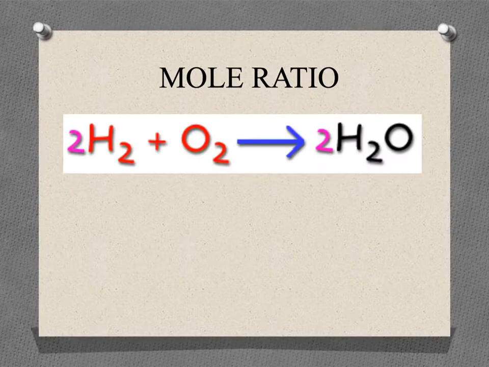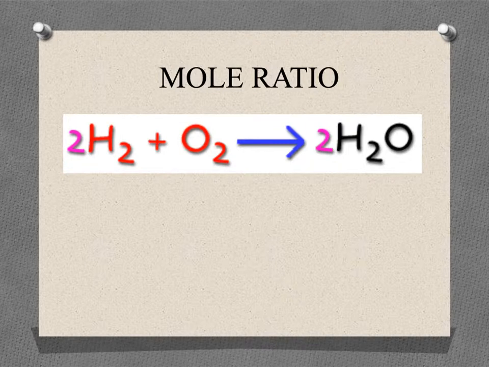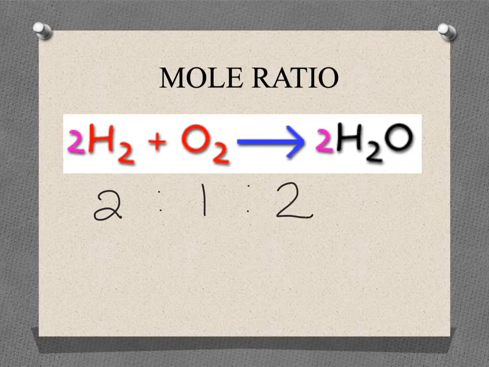Mole ratio. In mole ratio, we are determining the relationship between each compound in the chemical reaction. For example, we see that there are 2 moles of H2 to every 1 mole of O2 to every 2 moles of water.